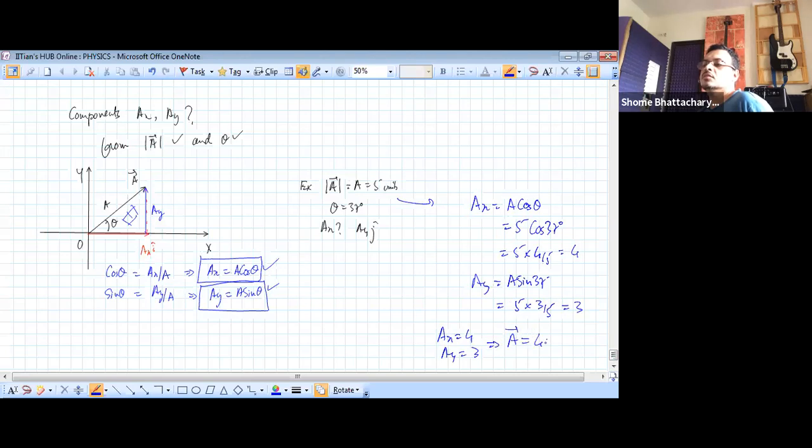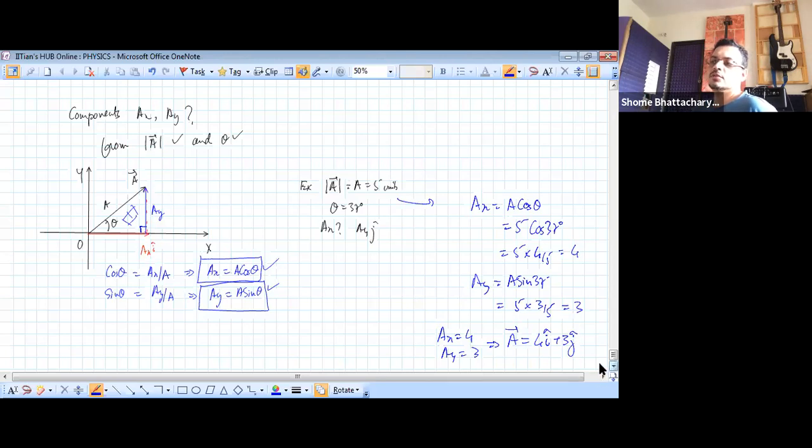expressed as 4 i cap plus 3 j cap. Is that the earlier vector we had drawn? Because they are in a Cartesian coordinate system, these components are perpendicular to each other. Got it, understood?